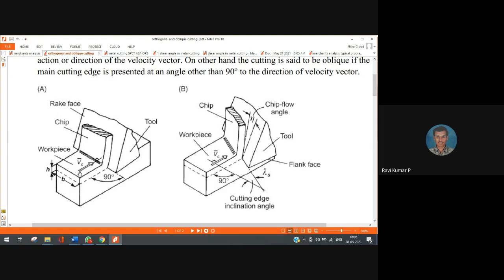So here you may look, so this is the direction of the velocity vector, right? Or perpendicular to the direction of the velocity vector, I have a line. So suppose that line and the cutting edge are parallel. So then the cutting is orthogonal cutting. On the other hand, I have this line which indicates cutting velocity vector. I draw a perpendicular to the velocity vector. I find a line something like this. Angle between this perpendicular to velocity vector and this main cutting edge, I have an angle. So that is not zero in case of oblique cutting, right?